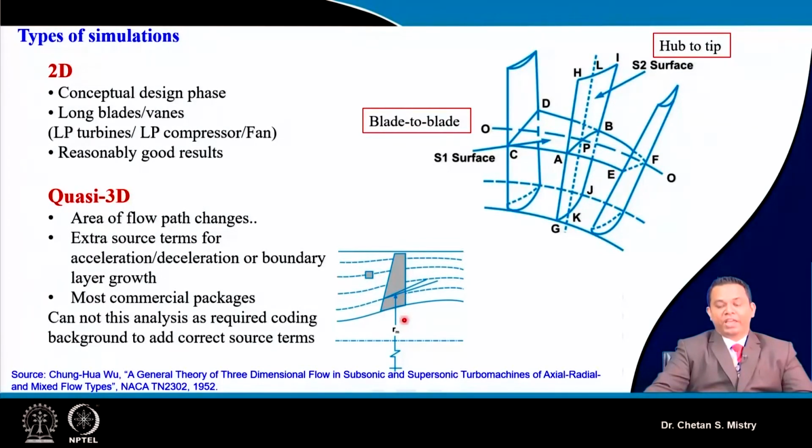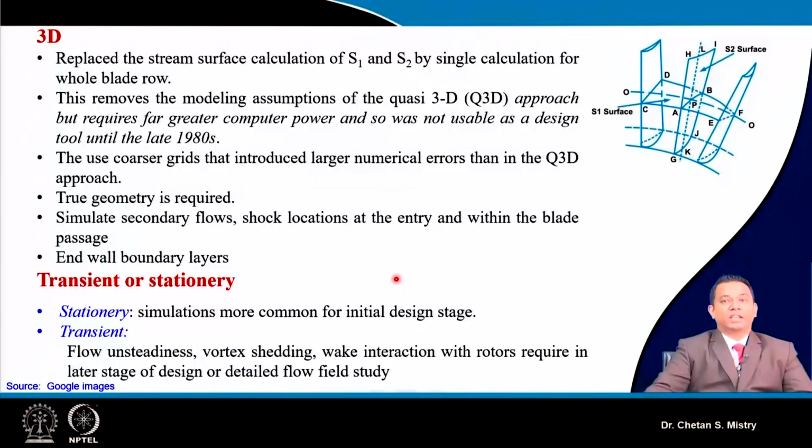So my entry area and exit area will be different. This is what is analyzed by considering, say, the streamline curvature method. Now let's see, this is what we are looking at this moment in the sense of three-dimensional analysis. That will be the replacement of the S1 and S2 surface calculation. We are looking at the whole flow that is happening between the blade row.